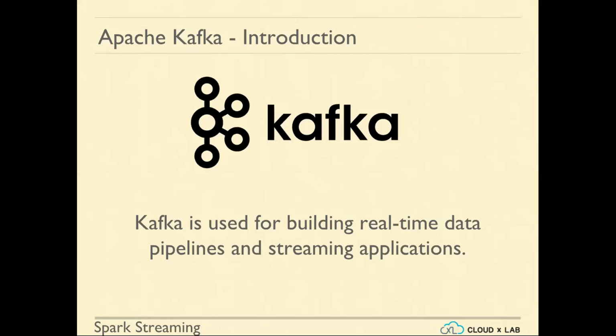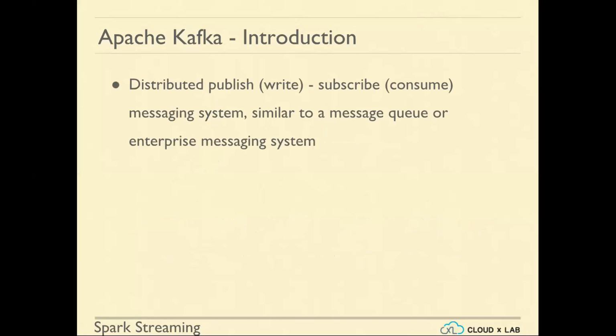Okay, so Kafka is used for building real-time data pipelines and streaming applications. Kafka is a queue, like a pub/sub queue, and it's a distributed pub/sub queue. Publish as in write, and subscribe as in consume. So it's a producer, consumer, pub/sub, write, read kind of messaging system.